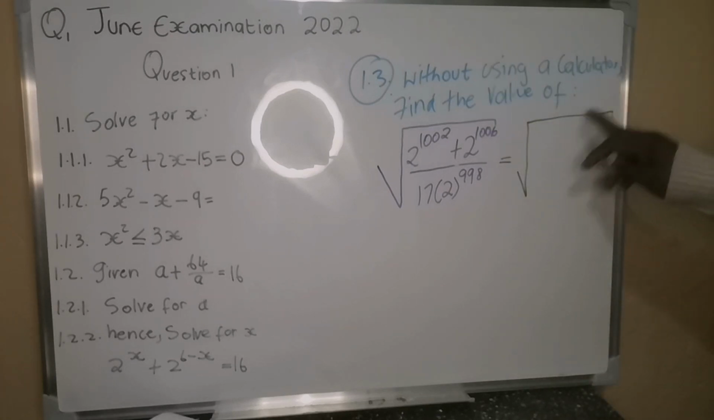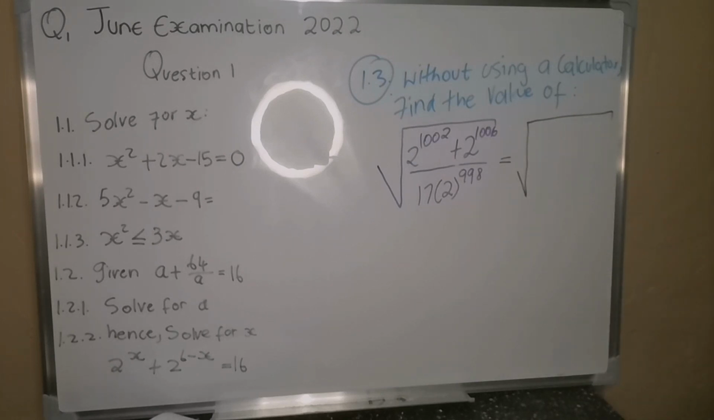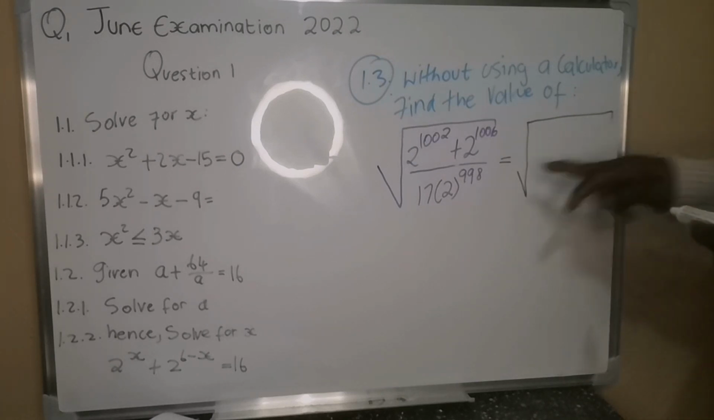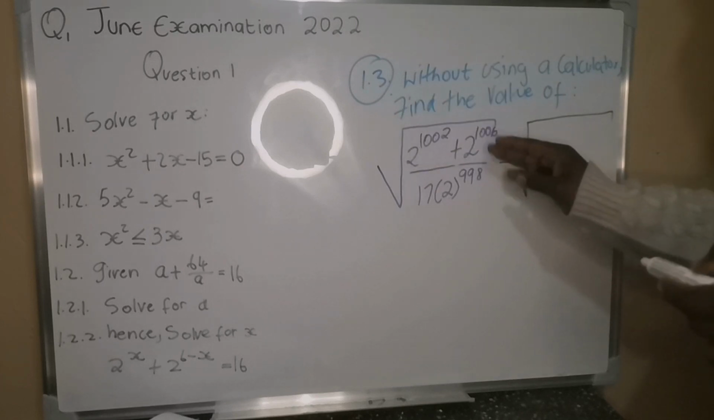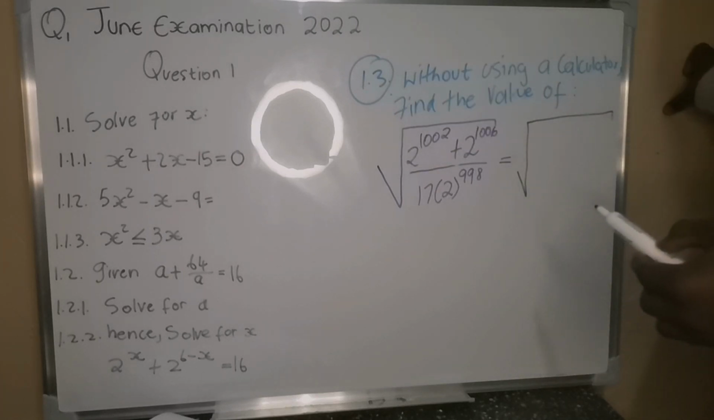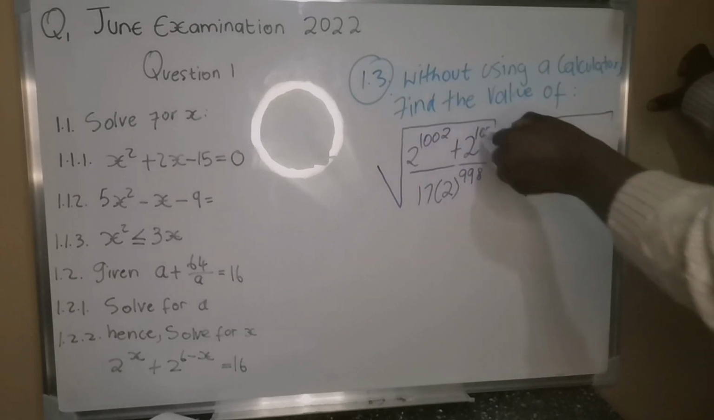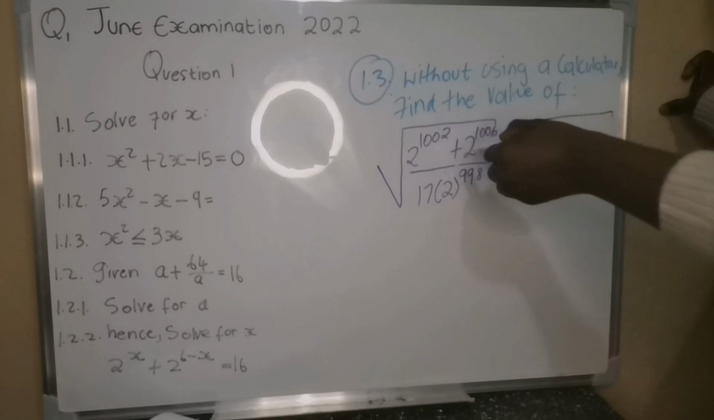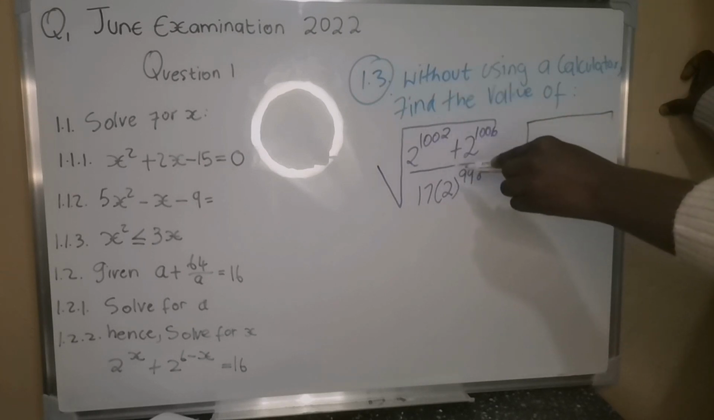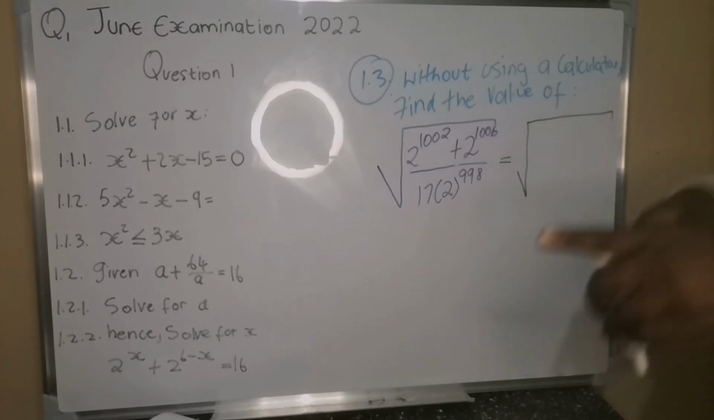Without using a calculator, find the value of this. Our aim here, if you have something like this without a variable, is to look at what's common on both sides. I can see that I have 100 on both sides in my numerator, and I have 2 on both sides. That means 2 is common, and 100 is common.